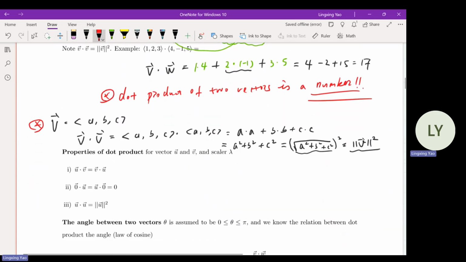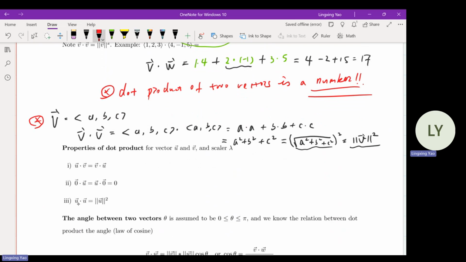Okay, so let's just move on. There are some special properties. We already talked about them. So this is the second one we just mentioned. And this one we didn't mention, but it is quite obvious. If we compute the dot product of u and v, or we compute the dot product of v and u, they should be the same number. And if you have a zero vector dotted with any other vector, you should get 0 as the result.